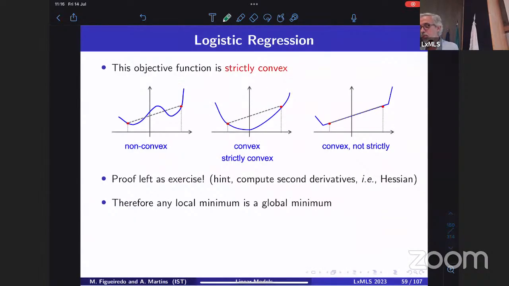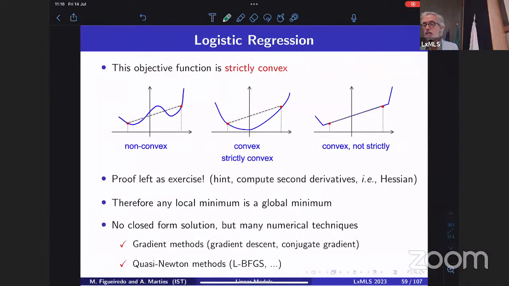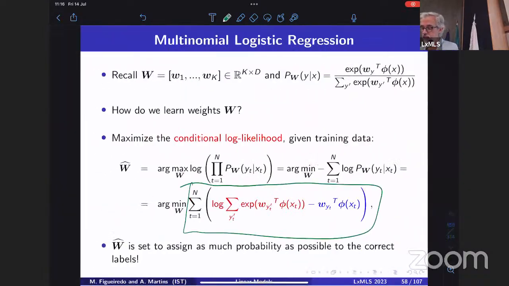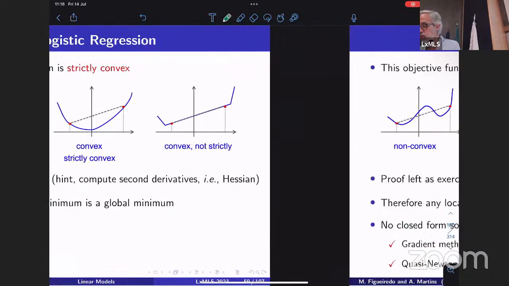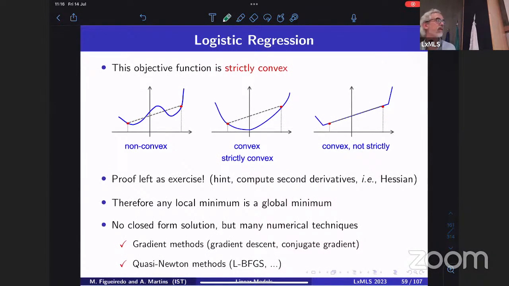So any local minimum is a global minimum. There's only one minimum, that's it. It's easy to deal with. It has no closed form solution. If you look at these, you would hardly guess that you can solve it in closed form. Analytically, it cannot be solved, it's a complicated function. You need to use numerical techniques, say gradient descent, conjugate gradient, quasi-Newton methods. Especially in the late 90s and early 2000s, there was lots of work on efficient algorithms for logistic regression at large scale, for large amounts of data. I worked on that myself, but it was almost 20 years ago.